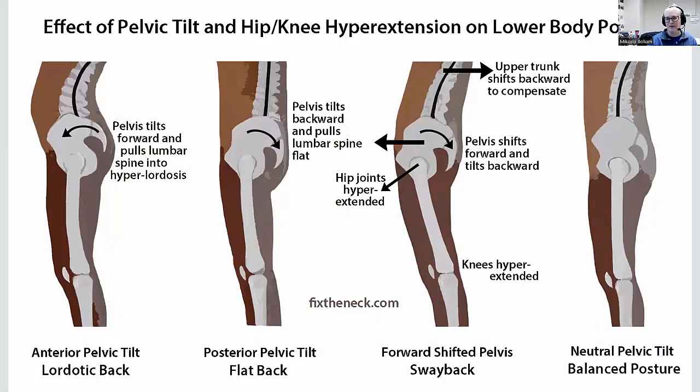The effect of the pelvic tilt and knee and hip hyperextension on lower body posture. We can see these different types of postures, everything from a lordotic back, a flat back, a sway back, and a balanced posture. All of these muscle imbalances must be addressed in our core stabilization training program.